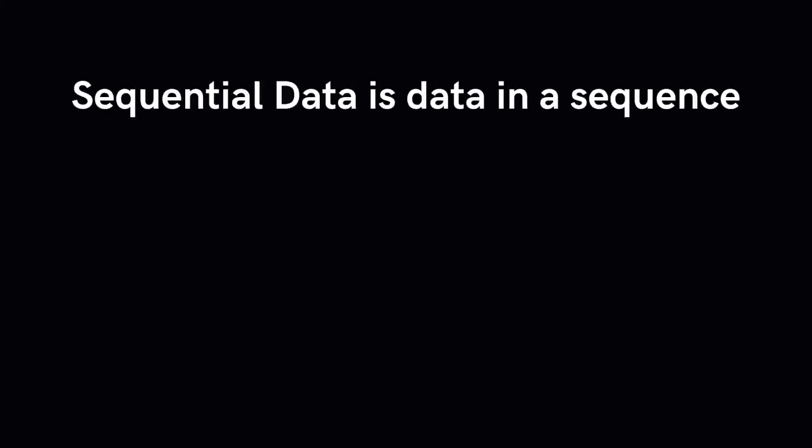Sequential data is data in a sequence. For example, a sentence is a sequence of words. A ball moving in space is a sequence of all its position states. In the sentence that I'd shown you, you understood each word based off your understanding of the previous words.